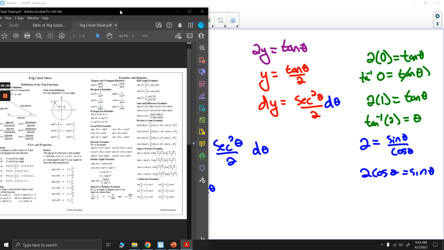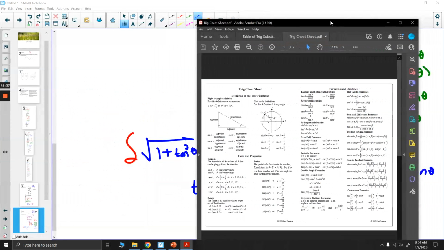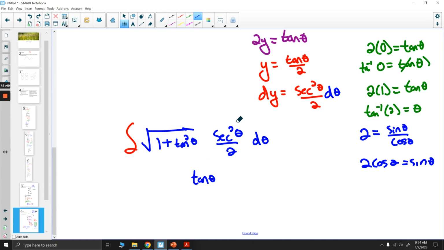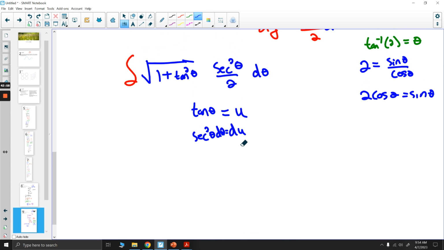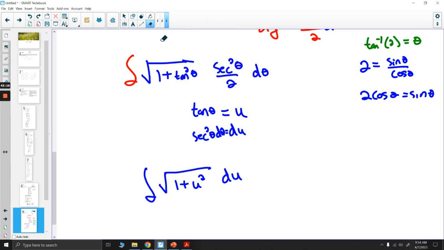So 1 plus tangent squared is secant squared, so we can make that a secant cubed over 2. But what if we said tangent of theta is u? And then we could say that du is secant squared theta d theta. And then we'd have the integral of 1 plus u squared, this would be a du. Now the problem is 1 plus u squared would be its own trig stuff. So actually that's not going to play out nicely for us.